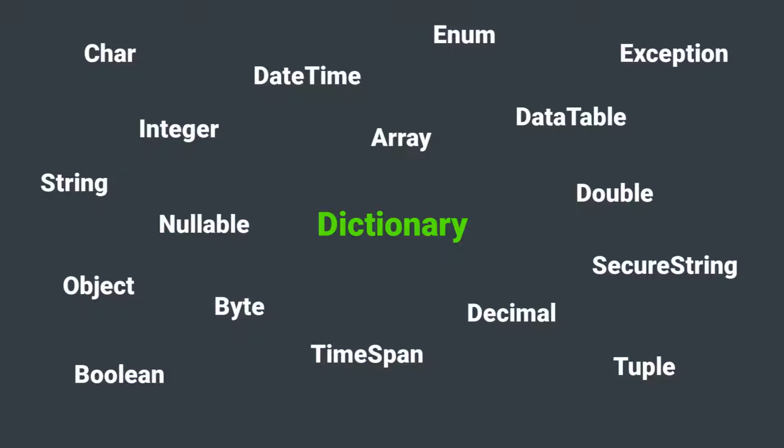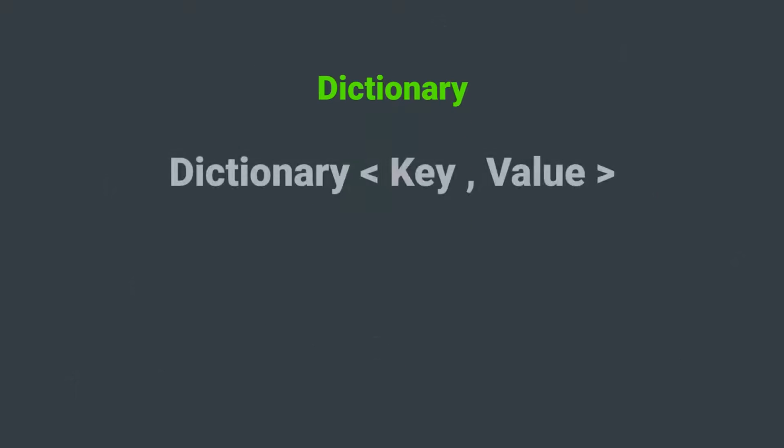You can also store data in a dictionary. But not every data type stores data in the same way. Dictionary, for example, has this structure. It consists of two parts, key and value. What do these mean exactly?